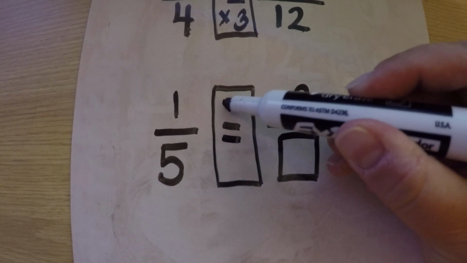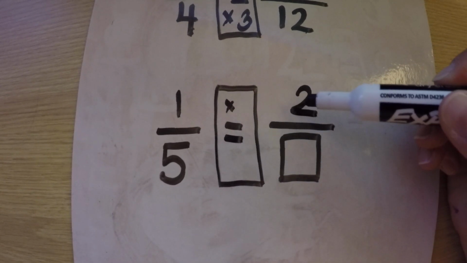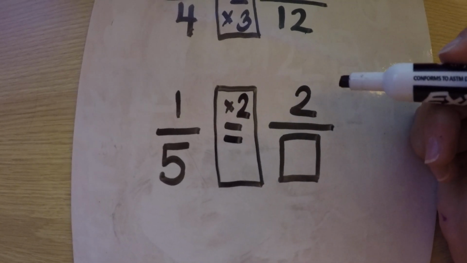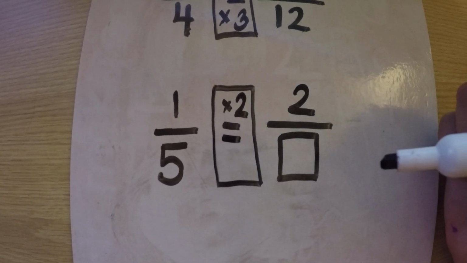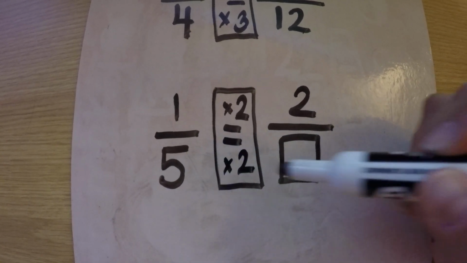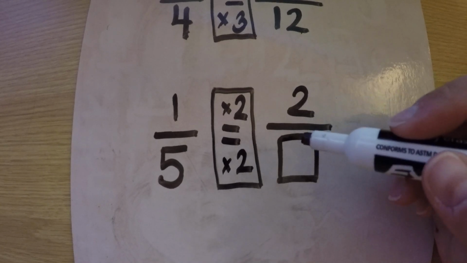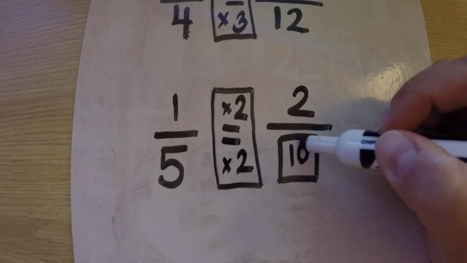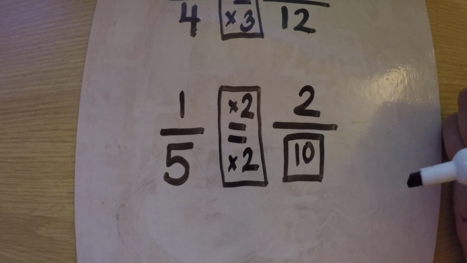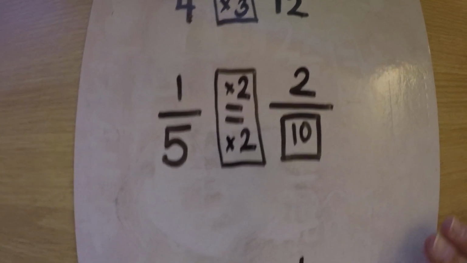1 times what gives me 2? That's 1 times 2 equals 2. I use that same number as I used for the numerator and the denominator. So 5 times 2 gives me 10. 1/5 is equal to 2/10. Let's try our last one.